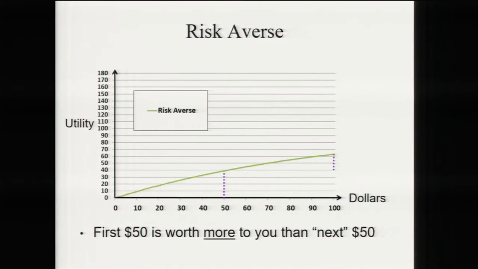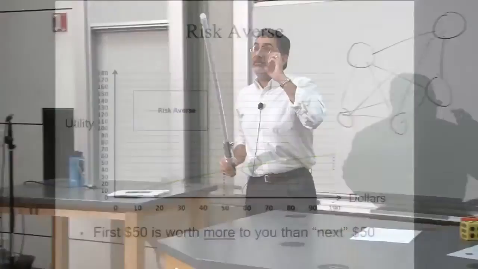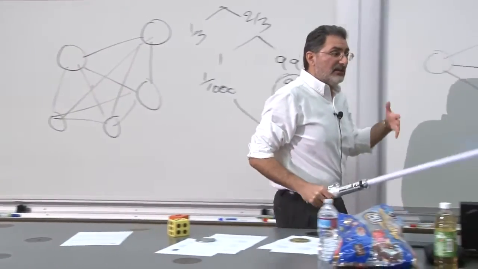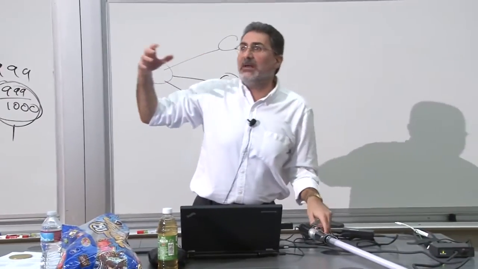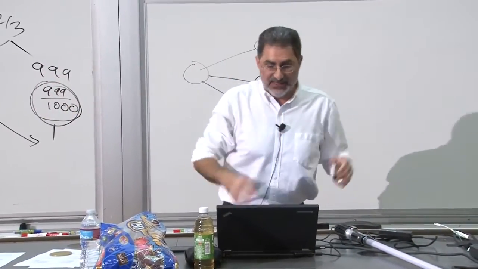Most people are not like that. Most people are risk averse. The second $50, going from $50 to $100, has less value to them than the first $50. It's hard to imagine this with $50, so make it $50,000, make it $500,000, and then it becomes clearer why, depending on their utility curve, the next increment of the same amount of money is not worth the same as the first amount.